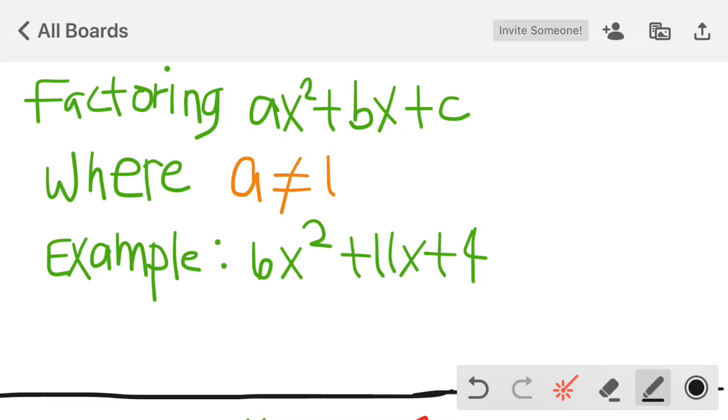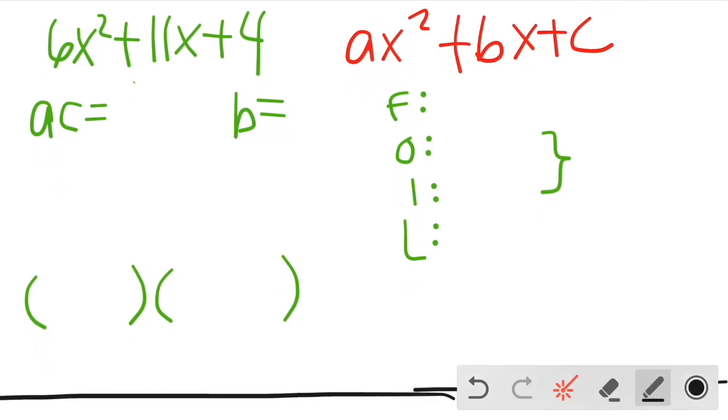Hello, today we're going to be working on factoring ax squared plus bx plus c, a trinomial where a is not equal to 1. For example, in the given 6x squared plus 11x plus 4, our leading coefficient is 6. So let's see how we should be able to factor the following. Alright, using our a, c, and b method, let's go ahead and start.